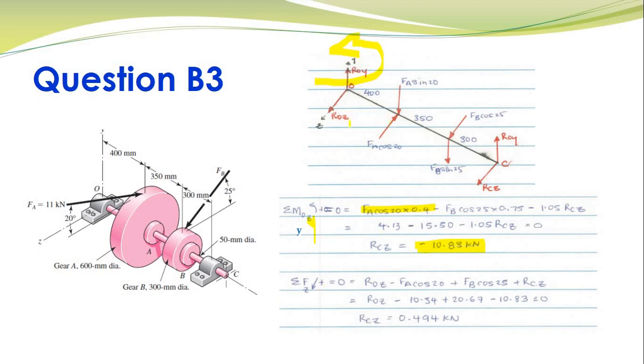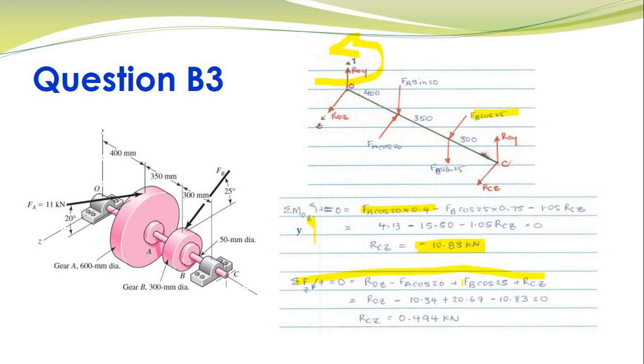We can solve for ROZ by taking the sum of forces in the z direction, taking forces acting in the positive z direction to be positive, and setting the sum to 0. The first thing is we've got ROZ. Then you'll see that Fi cos 20 is acting in the negative z direction, so minus. Fb cos 25 is acting in the positive direction, so that's why I have a plus Fb cos 25. And then the assumed direction of Rcz in the beginning was positive, so leave it as it is.